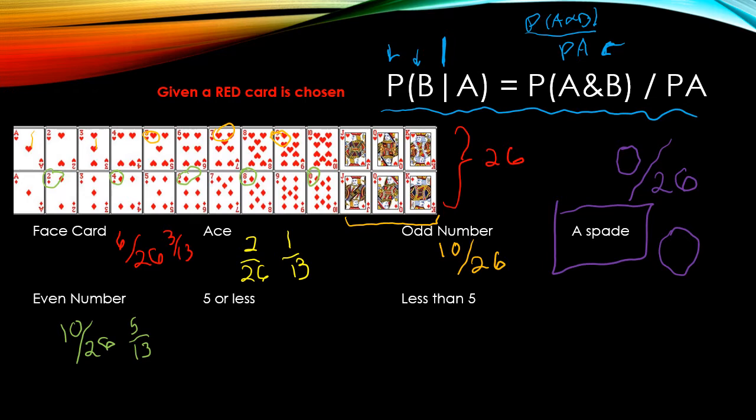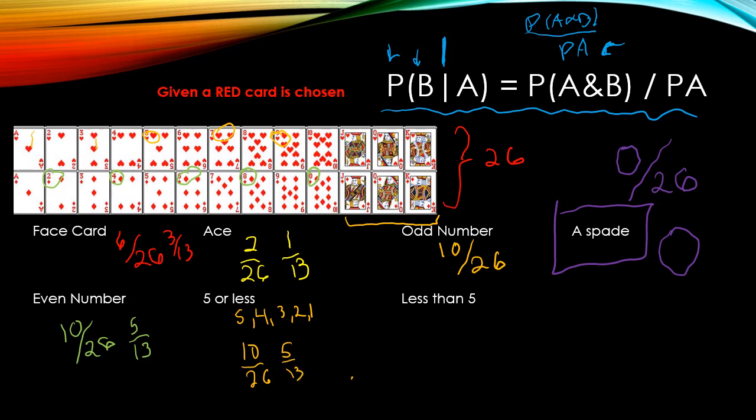Now 5 or less and less than 5. This is an important distinction. 5 or less means we include 5. So it's going to be 5, 4, 3, 2, 1. That's going to be in our set. And we're going to have that for the hearts and for the diamonds. So 1, 2, 3, 4, 5. Again, this is going to be 10 over 26 or 5 over 13.